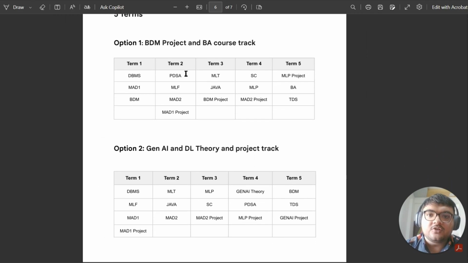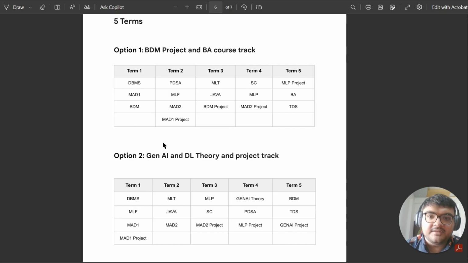Okay, so if you see that option 1 is DBMS, MAD 1, BDM, with the MAD 1 and MAD 2 projects separated. If you can see BDSA, MLF, MAD 2, then the BDM project is here. You are starting it in term 3. Then MLT and Java and the BDM project, then term 4 is system commands, MLP, and the MAD 2 project. So every subject is separated with its project. If you're taking it in 5 terms, it is really good.